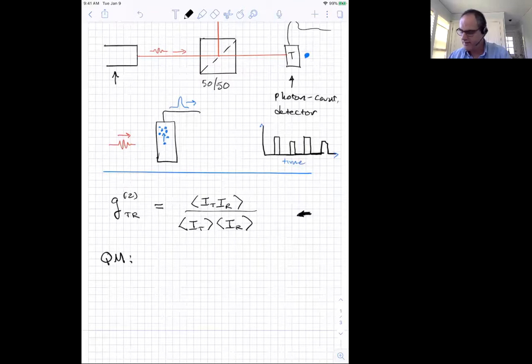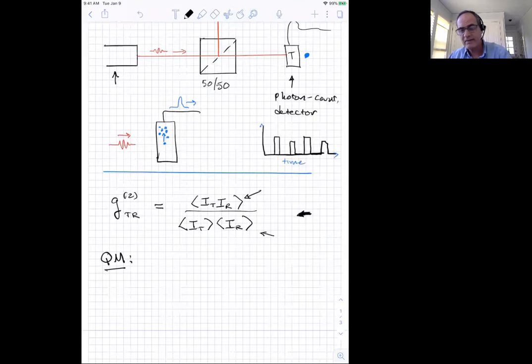Again, notice what we have. On the numerator, we have the average of the product of the two intensities. But in the denominator, we have the product of the averages. And that's something quite different, as you'll see in a moment.